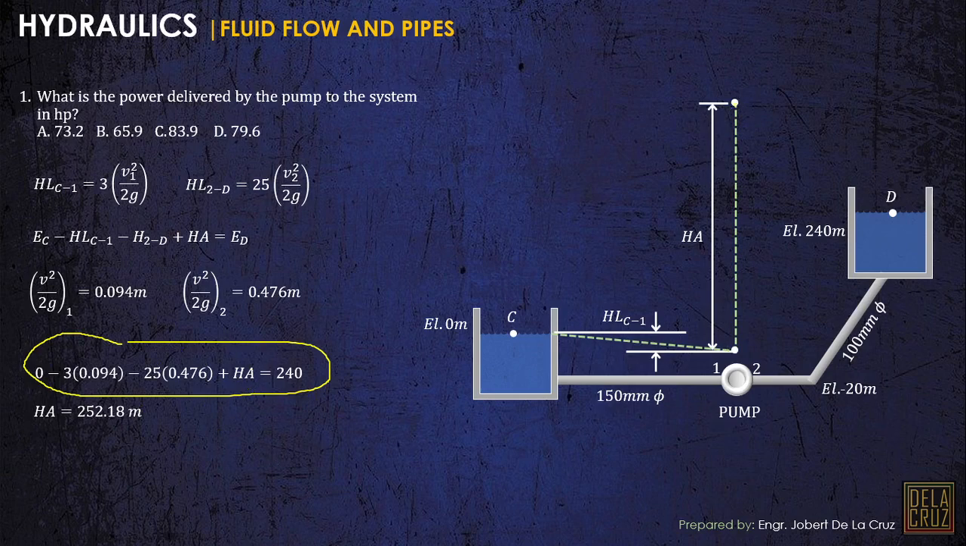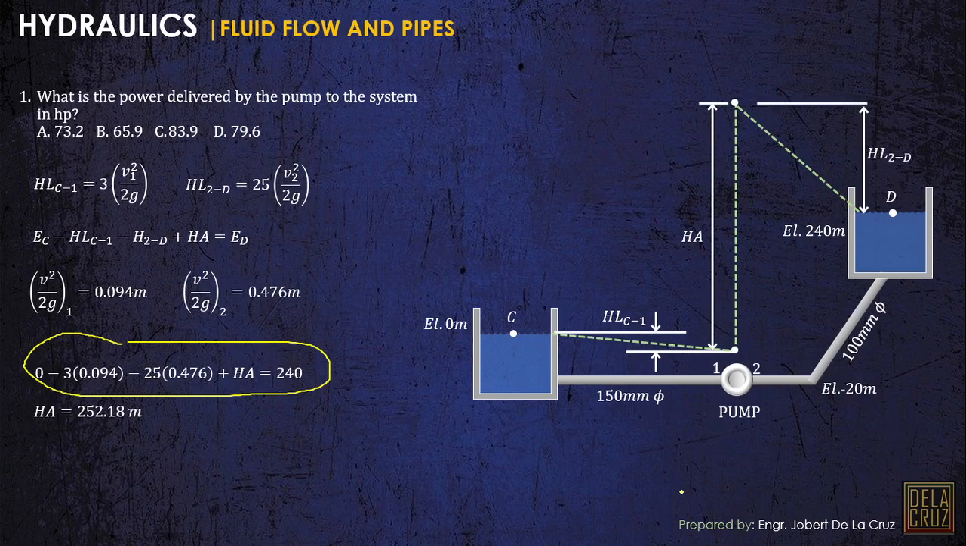Now, from this point of the energy grade line, bababa tayo ng head loss from point 2 to point D. So, ito yung binaba natin: 25 times the velocity head at point 2. So, bababa tayo. Of course, yung matitirang elevation dyan or yung energy is equivalent to energy at point D, which is the elevation at D. Okay? Yan yung ibig sabihin. Ito yung head loss ng point 2 to D.